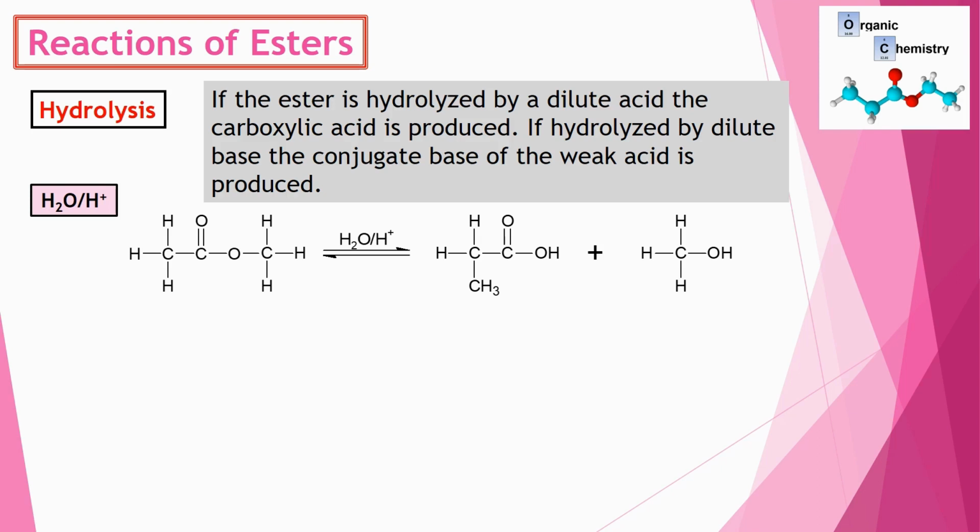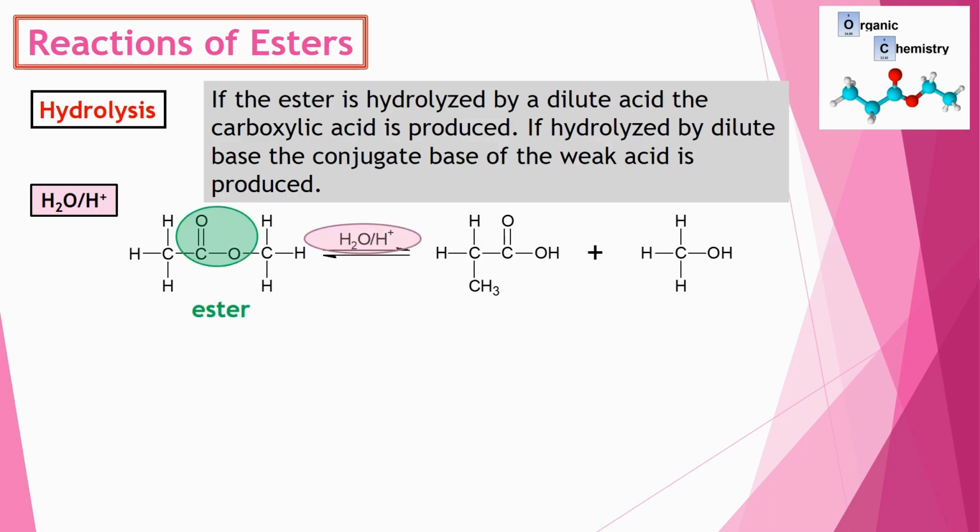Now if we add water in acid conditions, we produce a carboxylic acid. The reason we produce the carboxylic acid is that in acidic conditions it's not going to give away its proton, so it will stay as a carboxylic acid. Alcohols will stay the same whether they're in acid or base conditions.